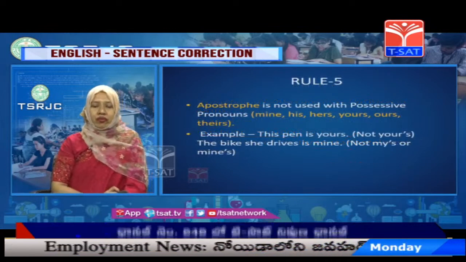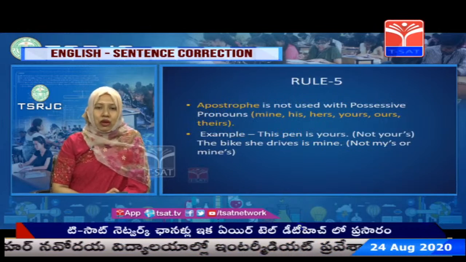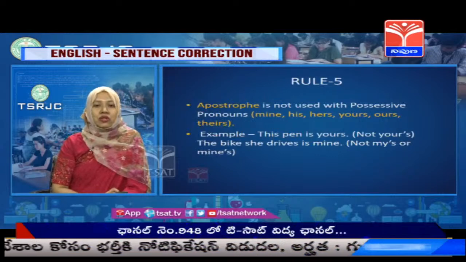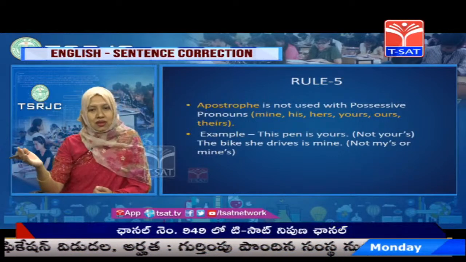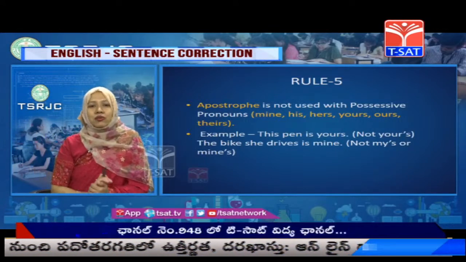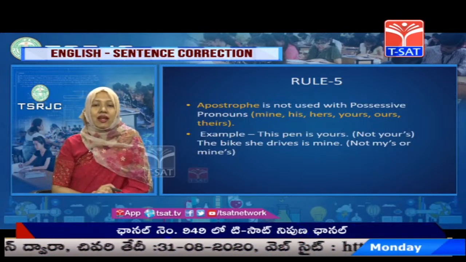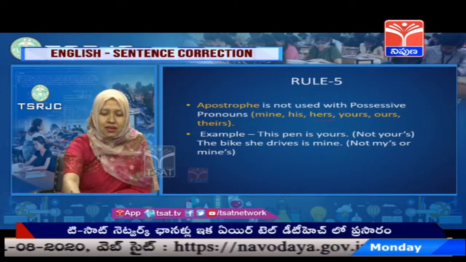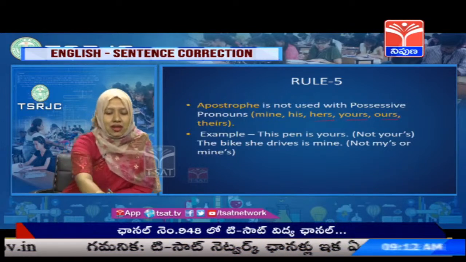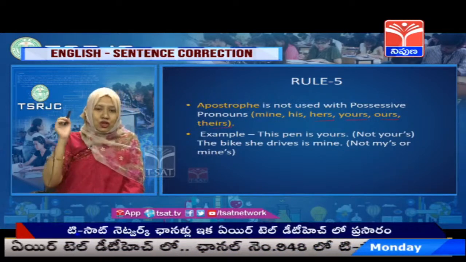Moving to the next rule. Use of apostrophe. An apostrophe should not be used with possessive pronouns. Possessive pronouns like mine, his, hers, yours, ours, theirs, these are all called possessive pronouns. You can see at the end there is s. Hers ends with s, yours ends with s, ours ends with s, theirs ends with s. Because there is an s, you should never think there should be an apostrophe.